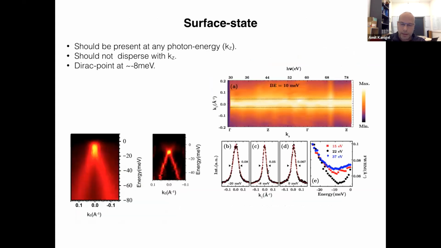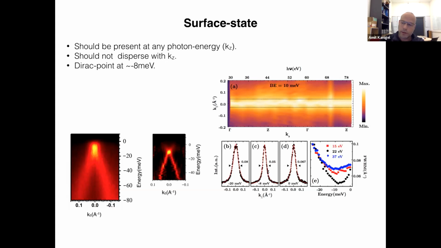Okay, so next we would like to see if we can see the surface state. All the data that was focusing on the surface states in this material was done using a laser, where the photon energy is very low and the momentum resolution is extremely good. The same was actually shown in the previous talk, data by Peter Johnson. But if this is really a surface state, then it should be present at any photon energy and at any KZ, right? Because if it's a surface state, it cannot depend on KZ.